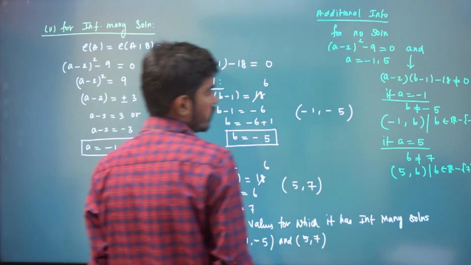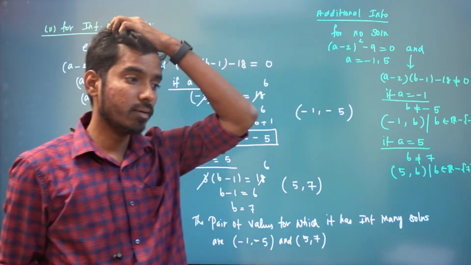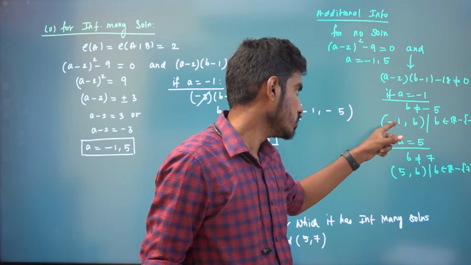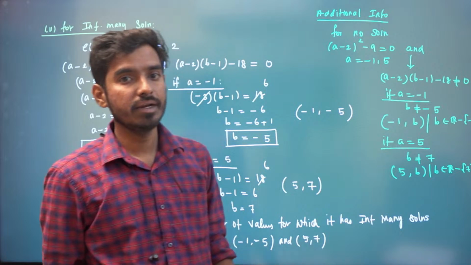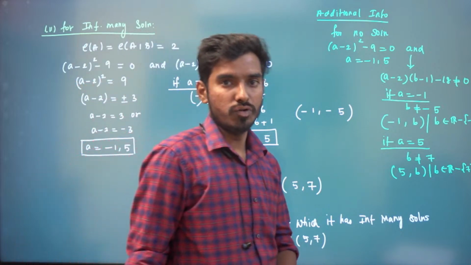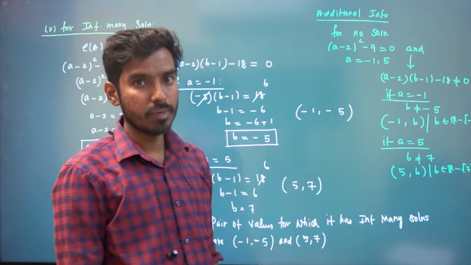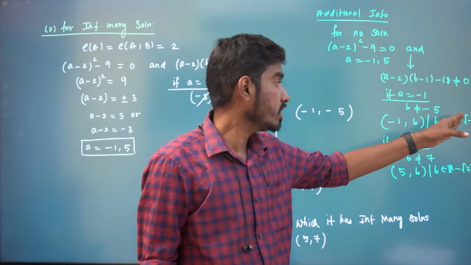Is it clear? So (-1, B) where B belongs to all real numbers except -5. If this happens, you will get this term to be 0 and this term to be non-zero. That means you will be getting no solution. Right, you will be getting an infinite number of possible values for (A, B). The pairs (A, B) are given by A is -1, B can take any real number except -5.